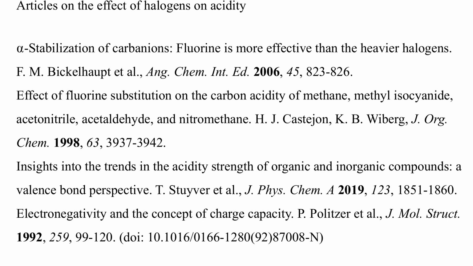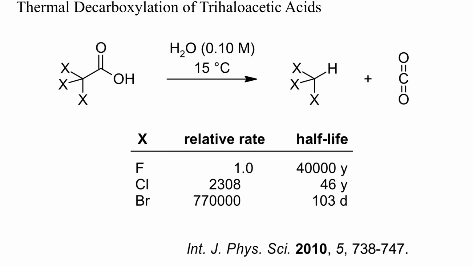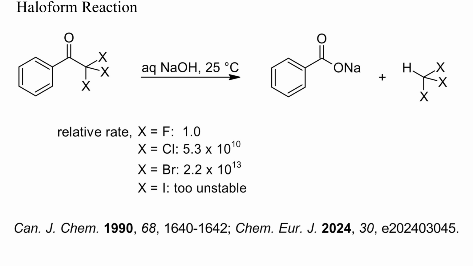If you want to learn more about the impact of fluorine on the acidity of organic acids, here are some articles on this topic. Other reactions that require the formation of trihalomethyl anions will also be slower with fluorine than with the other halogens. For example, if we compare the rate of thermal decarboxylation of trihaloacetic acids, trifluoroacetic acid is by far the most stable, and trichloro and tribromoacetic acid decarboxylate much faster.